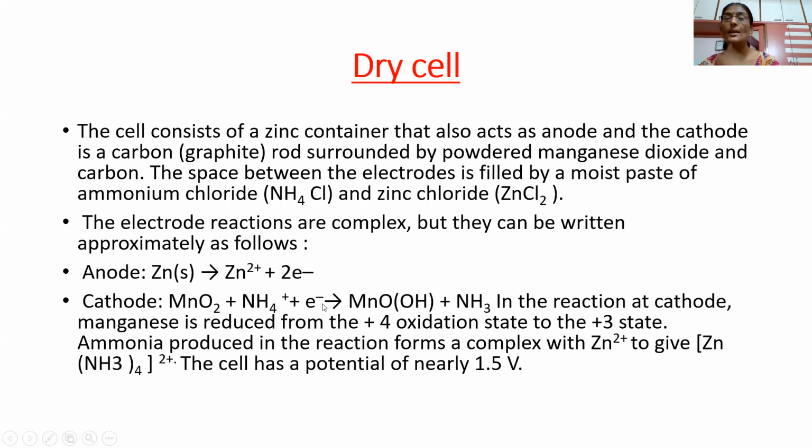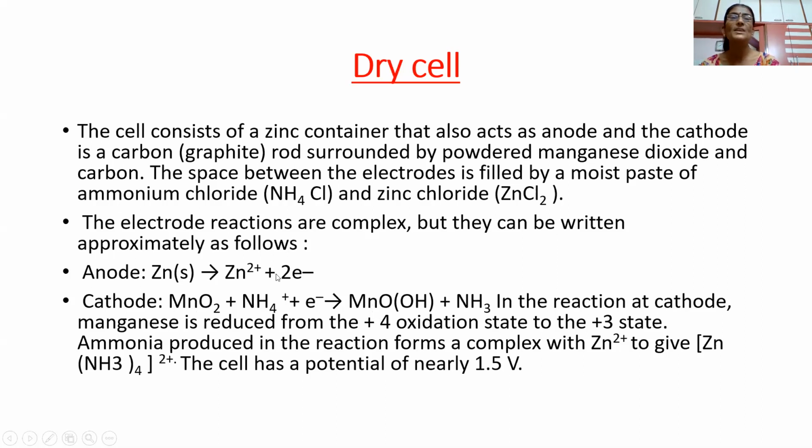If by changing the direction of current you could change this +3 back to +4 oxidation state, then the cell could be recharged. But it's not possible to convert Mn+3 to Mn+4 because Mn+3 is a stable oxidation state. Why it is stable, that we will study in D block elements. Okay, that's why this cell cannot be recharged.